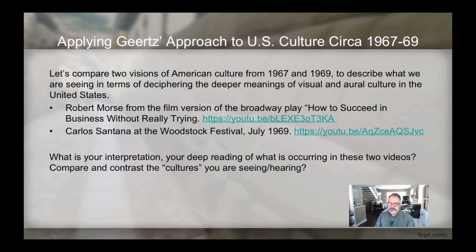Let's look at a clip from Robert Morse from the film version of the Broadway play How to Succeed in Business Without Really Trying from 1967. And let's look at the clip of Carlos Santana at the Woodstock Festival, July 1969. I'm going to ask you in our discussion, what is your interpretation, your deep reading of what is occurring in these two videos? Compare and contrast the cultures you are seeing and hearing.